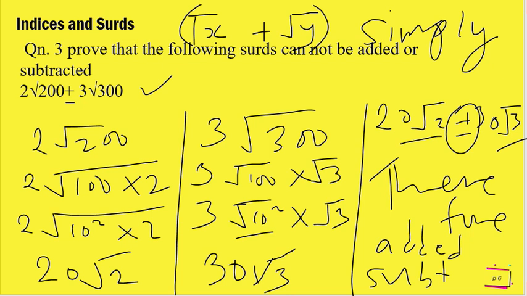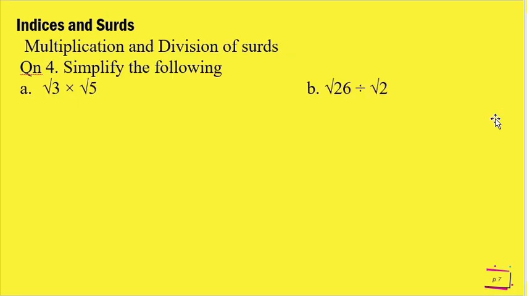But remember, when we come to division and multiplication, according to the common rules that we have for surds, we can multiply the terms even when they have different numbers or different figures inside the root. Now let's proceed. The next concept is about multiplication and division of surds.